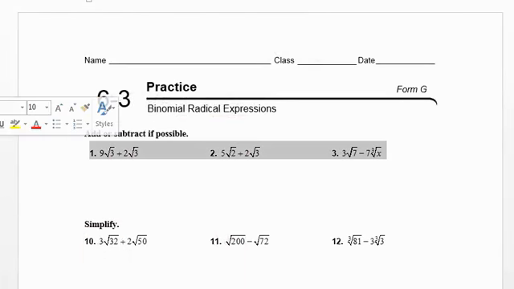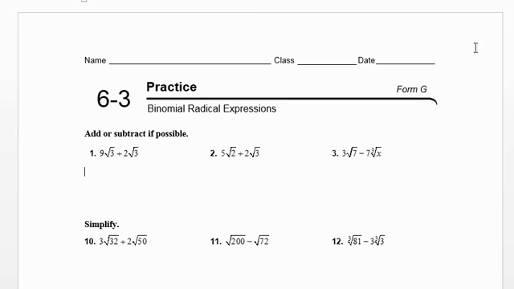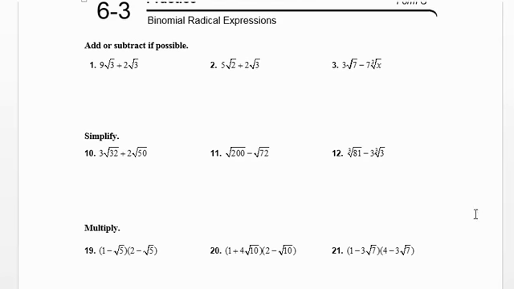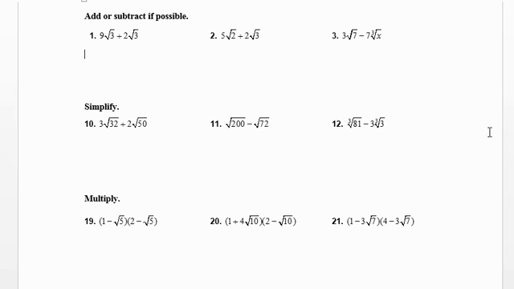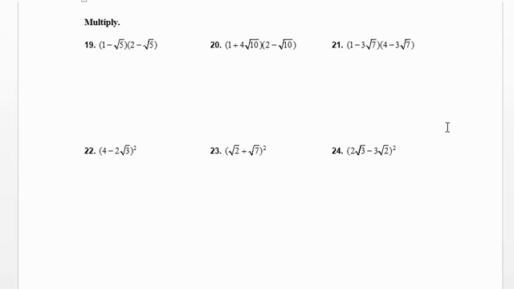Here's a look at your homework for this lesson. First, you're going to add and subtract if you can. You may not be able to add and subtract all of these. Remember, you have to have like radicals. So add or subtract if possible. Then you're going to simplify the expressions and then add or subtract if you can. And then multiply the expressions using the process shown in the lesson.